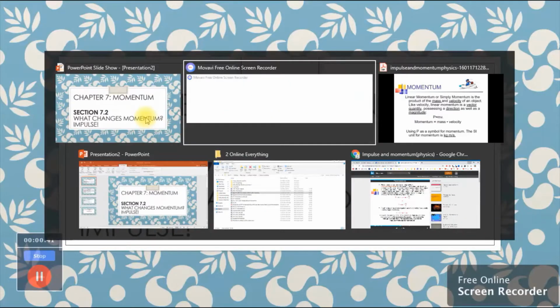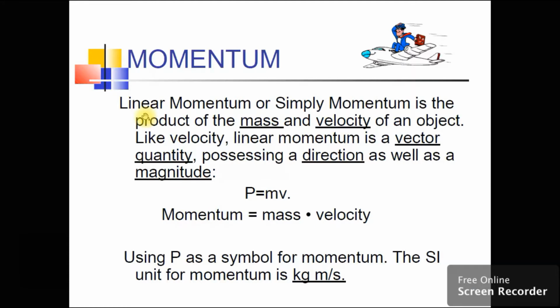Okay, so a little bit of review. Linear momentum, and 99% of the time we just call that momentum, is the product of the mass and velocity of an object. Like velocity, linear momentum is a vector. So that means it has a direction as well as a magnitude. There's the equation, P for momentum equals mass times velocity. And the SI unit is kilogram times meter per second.